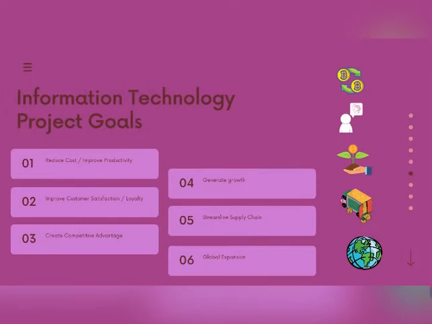There are 6 information technology project goals. The first one is reduce costs, improve customer satisfaction, create competitive advantage, generate growth, streamline supply chain, and the last one is global expansion.